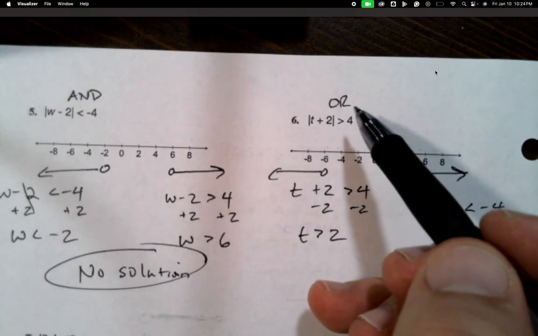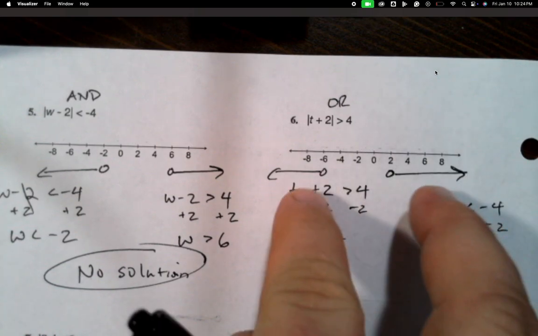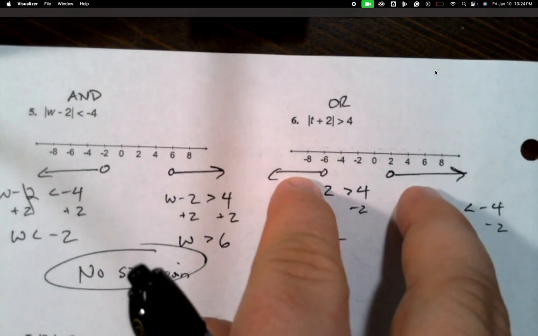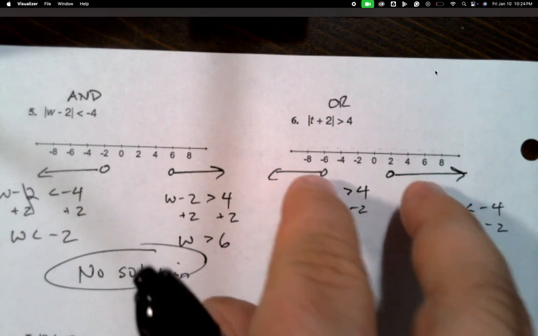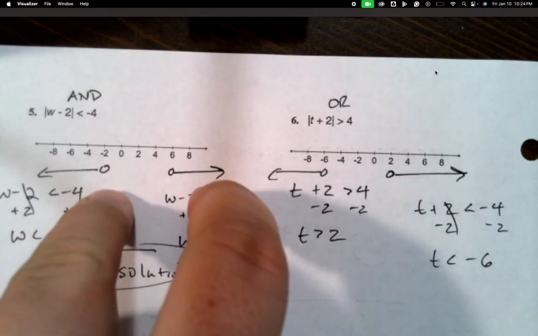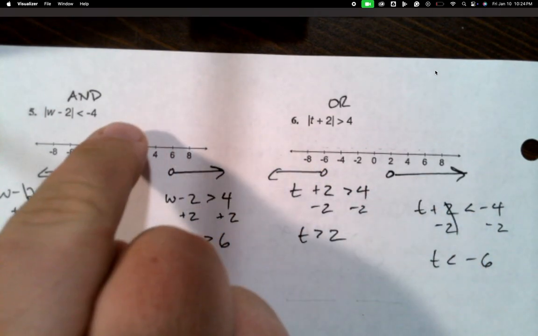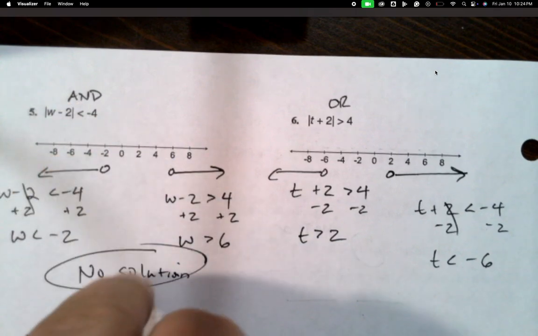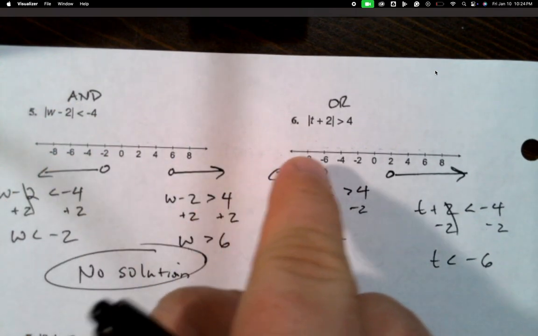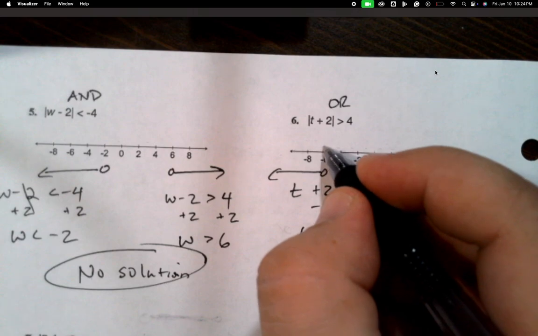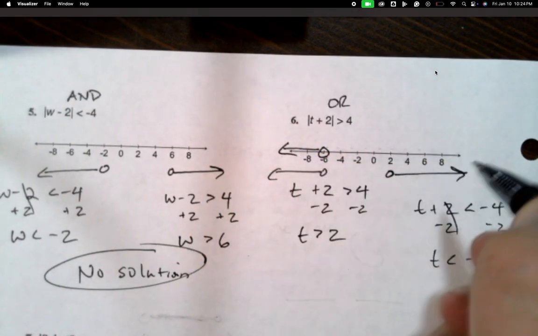Or statements are the union, meaning no matter what they are, we bring the two together. They don't have to overlap. So even though these may look similar, this one is an and, that makes it no solution. This one is an or, meaning we just draw these two lines the way they are, and that's our answer.